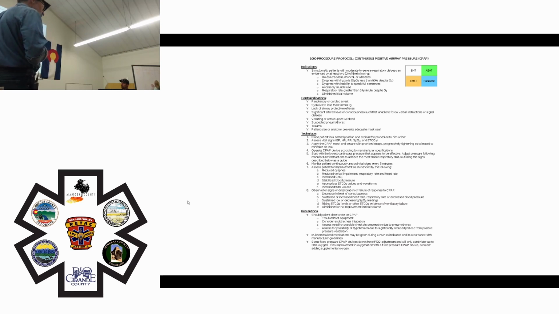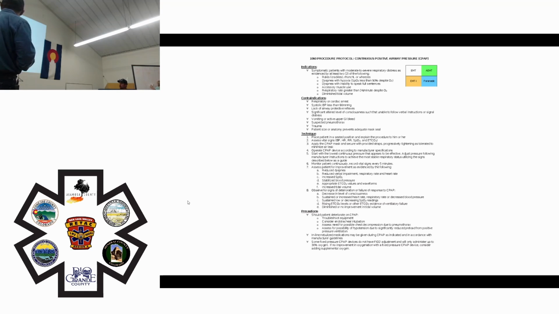Think about, did we cause a pneumo with this temporary positive pressure, and are they getting worse because of a pneumothorax? And check for blood pressure to make sure that they're not getting worse because of the positive pressure.